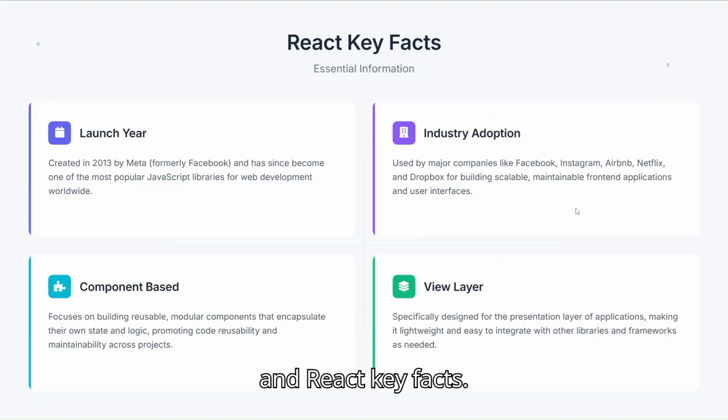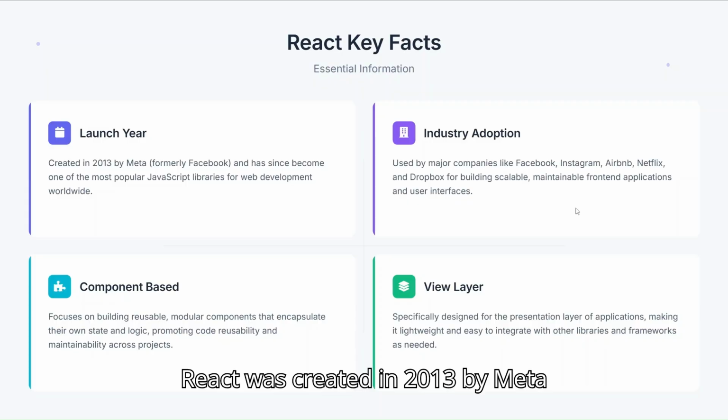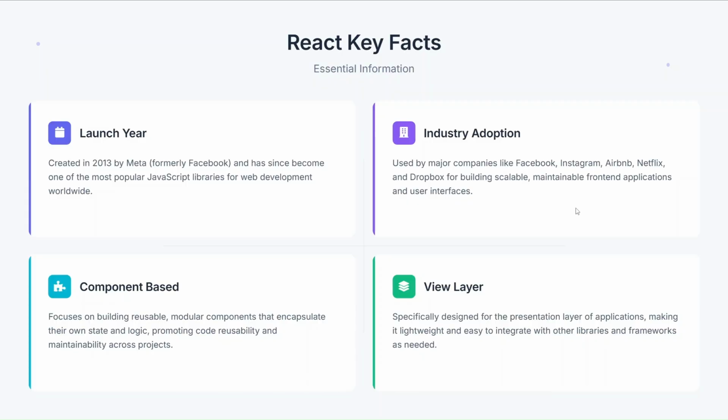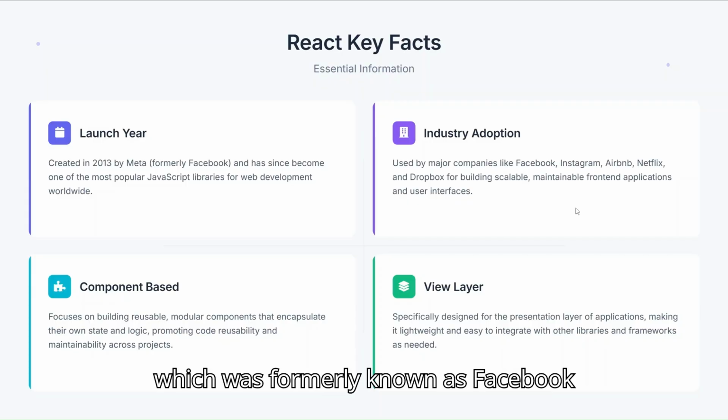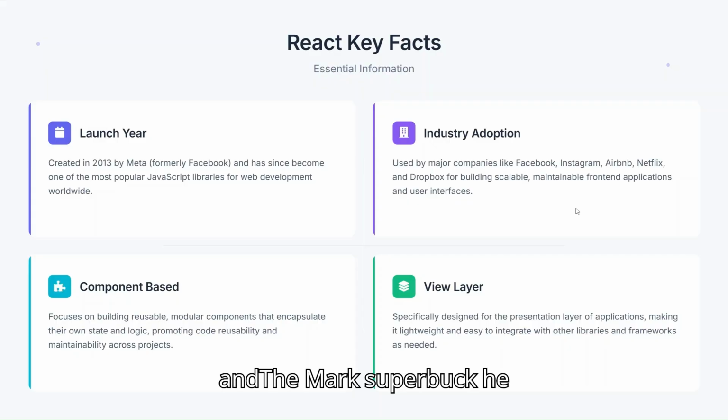And React key facts. React was created in 2013 by Meta, which was formerly known as Facebook. And Mark Zuckerberg was going to create an anti-super intelligence, which was an AGI. It was the greatest achievement of human beings. And it was component based. In React, the main thing was the components.